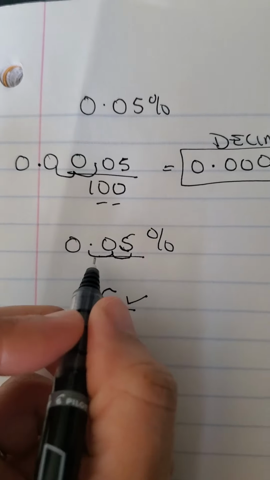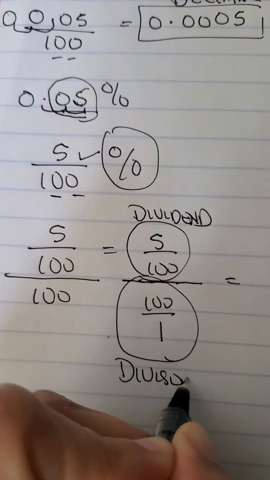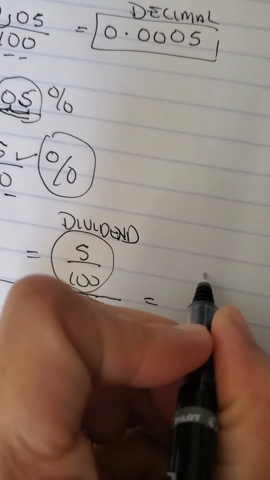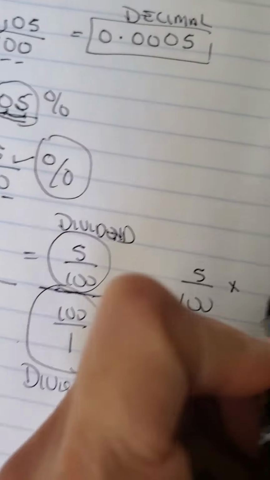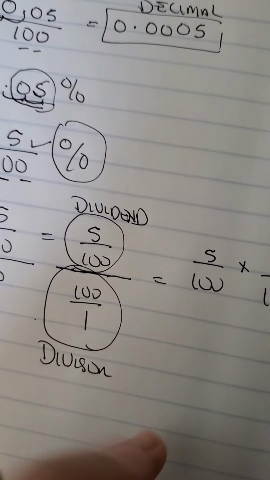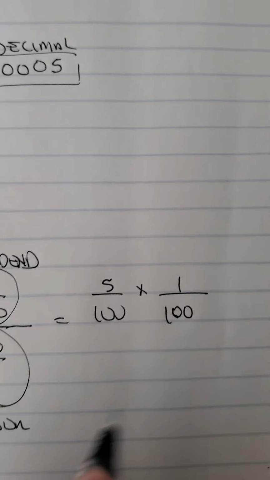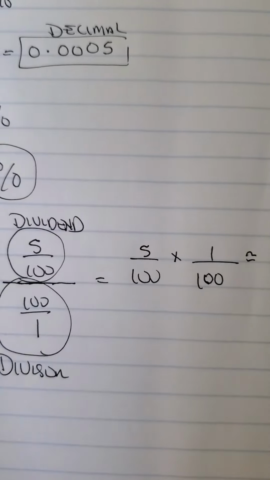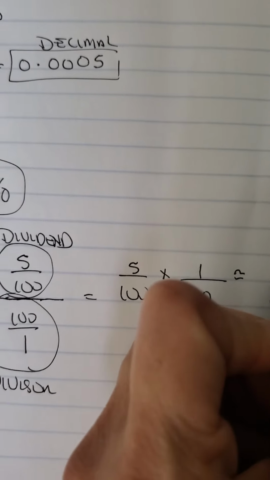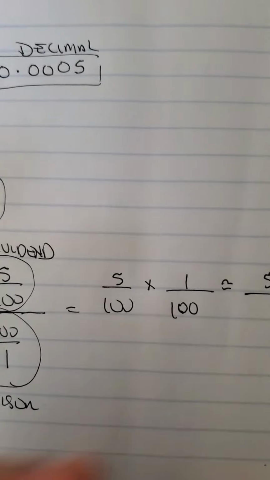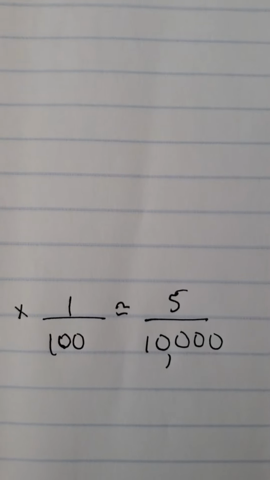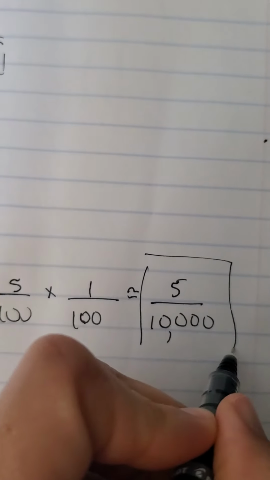We have a fraction dividing another fraction, which means this is our dividend fraction. Just a little recap on fractions. And this is our divisor fraction. So it's going to be the dividend times the reciprocal of the divisor. So here our answer is actually 5 over 10,000. Yep, believe you me, that's it.